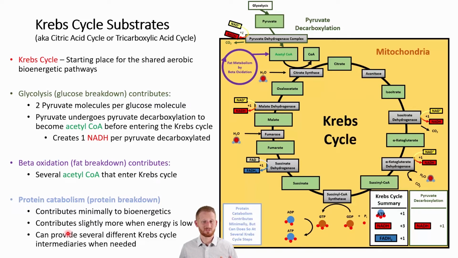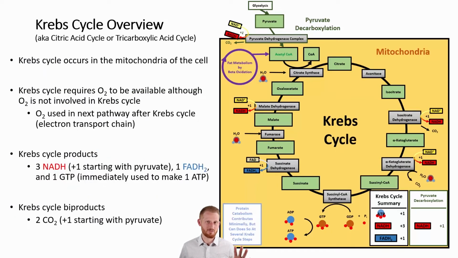When the energy of the body starts to get low, protein will contribute more than it does when energy is prevalent in the body, but even at its highest, maybe 10% of total energy is going to come from protein. I didn't mark it in here, but I did put a little note here about protein catabolism. Depending on the amino acid being broken down and how it's being broken down, it can contribute to various different steps, including immediately into the acetyl-CoA step that the glycolysis and fat breakdown processes contributed to.